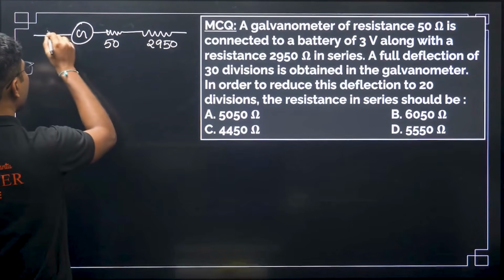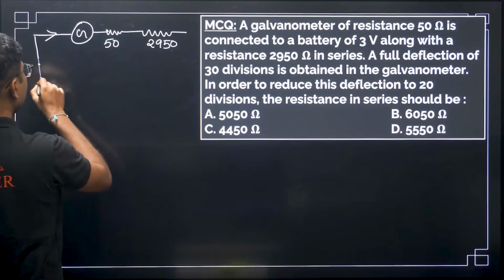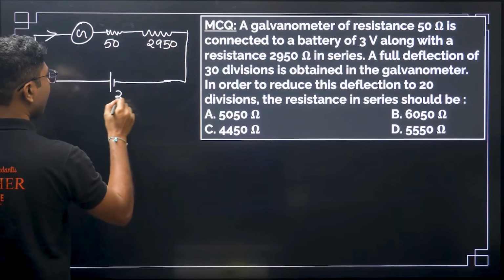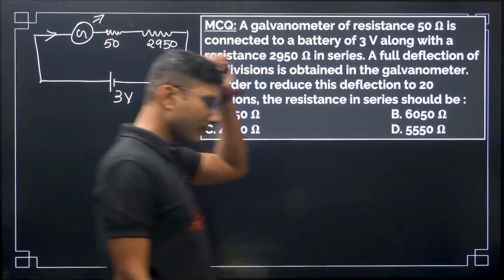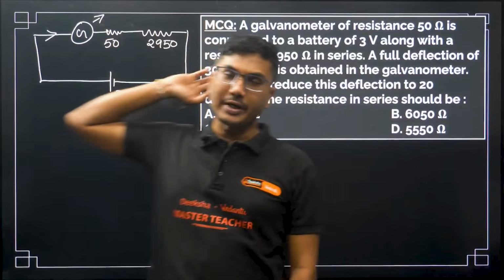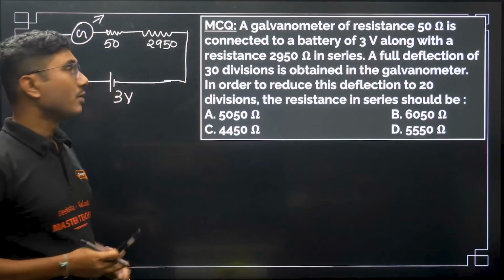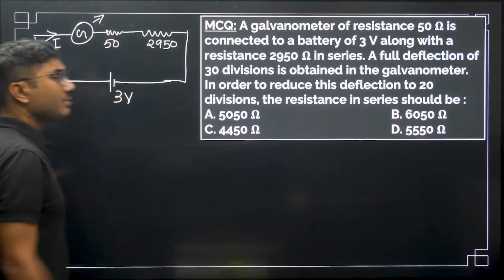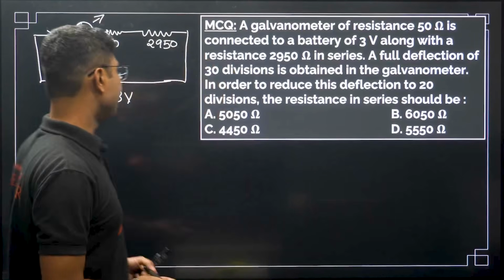What is the current passing through it? The voltage that is applied is 3 volt. So that gives it a full scale deflection. Full scale deflection means entire 3 volt. The galvanometer is maximum it can measure 3 volt. Okay, so first we have to find the current responsible for this, right?